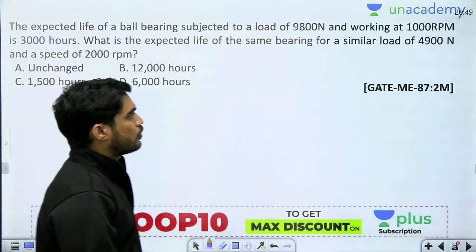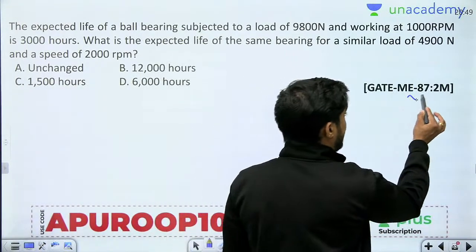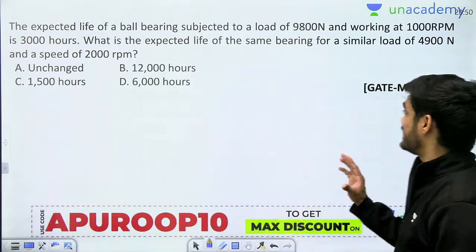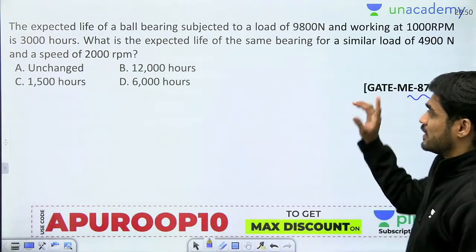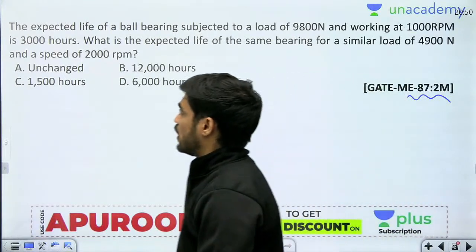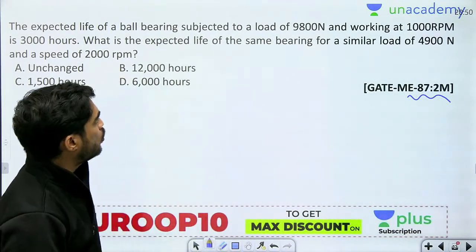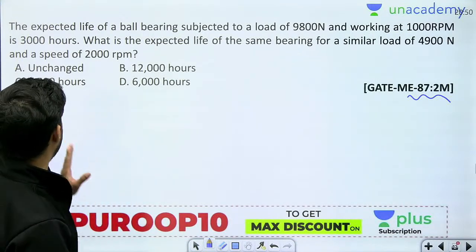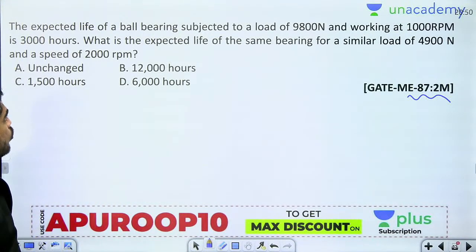Next question from GATE 1987. This is the oldest question. A 2 marks question from 1987. Expected life of a ball bearing subjected to a load of 9800 Newton and working at 1000 RPM is 3000 hours. What is the expected life subjected to 4900 Newton at a speed of 2000 RPM?